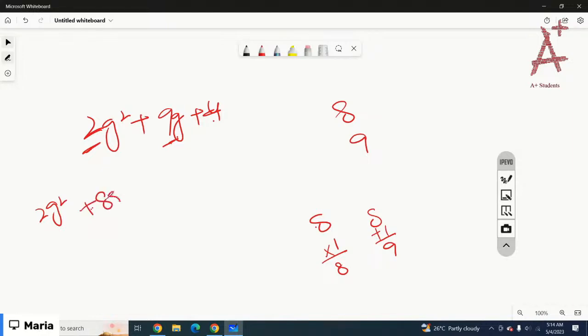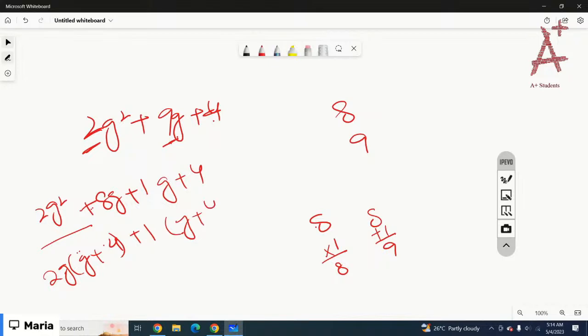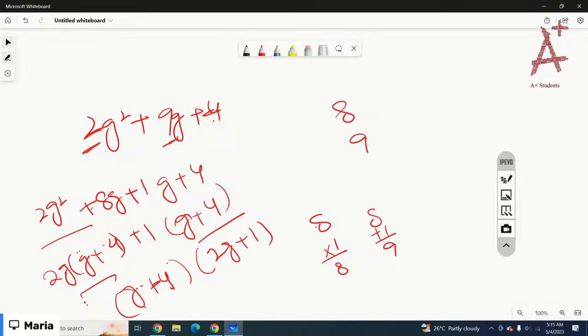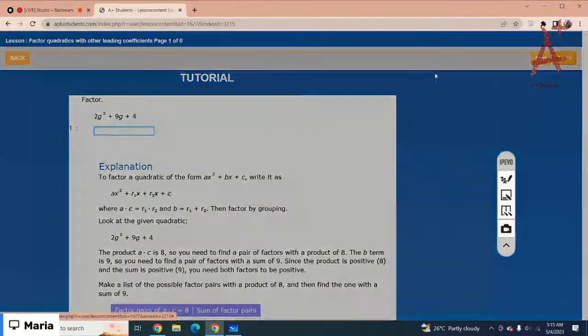It would be 8g plus 1g plus 4. When you add them they again make 9g. Got it? So you can take common 2g here, you are left with g plus 4. Take common 1 and you are left with g plus 4. See, g plus 4 and g plus 4 are a common factor. So here you have g plus 4 and the other one is 2g plus 1. So the correct option is g plus 4 and 2g plus 1. Got it? Let's just start with the test questions.